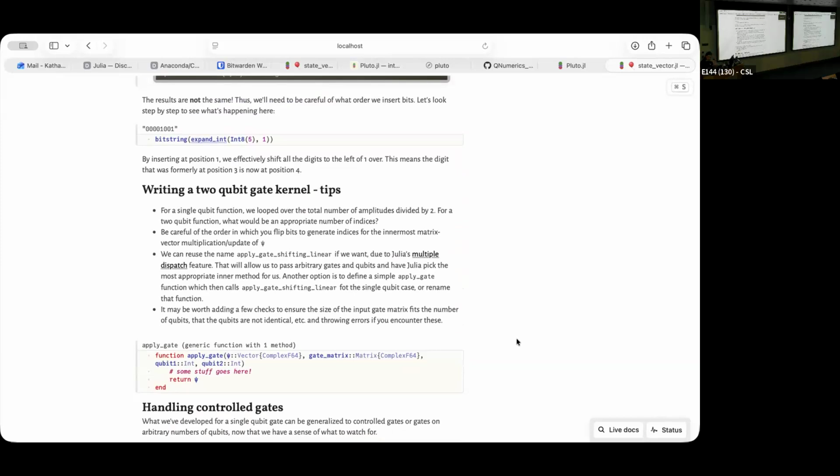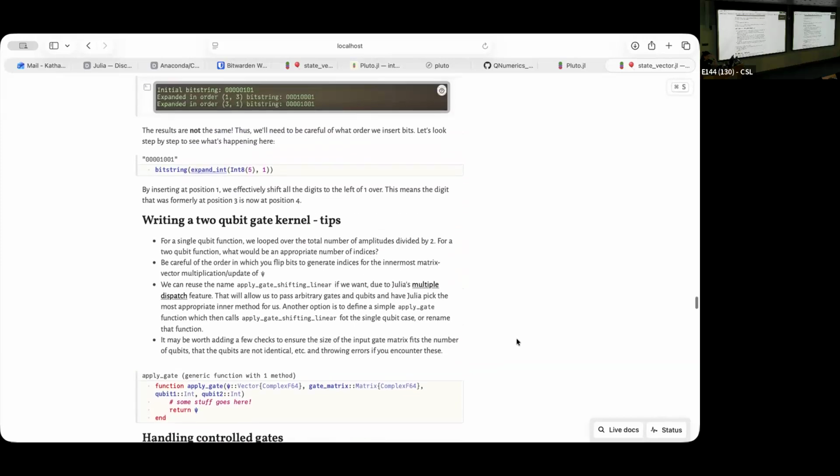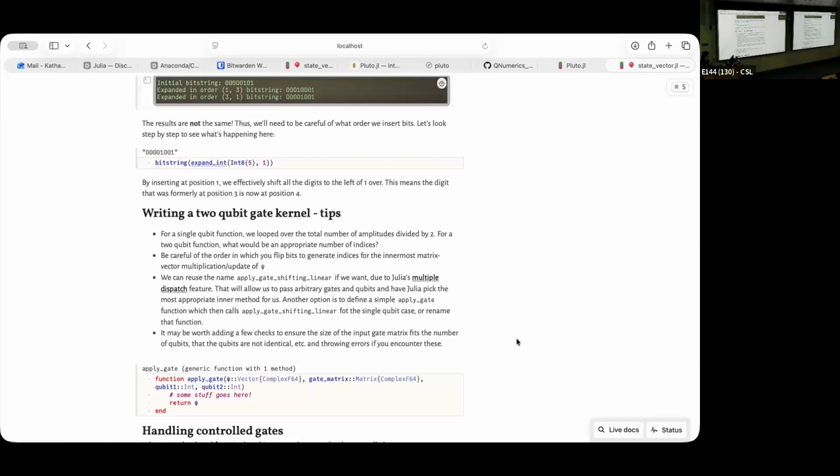So we have about 40 minutes left in the morning session. And if you want, just go crazy, start trying to write your 2-qubit kernel, and we can come around and answer any questions.